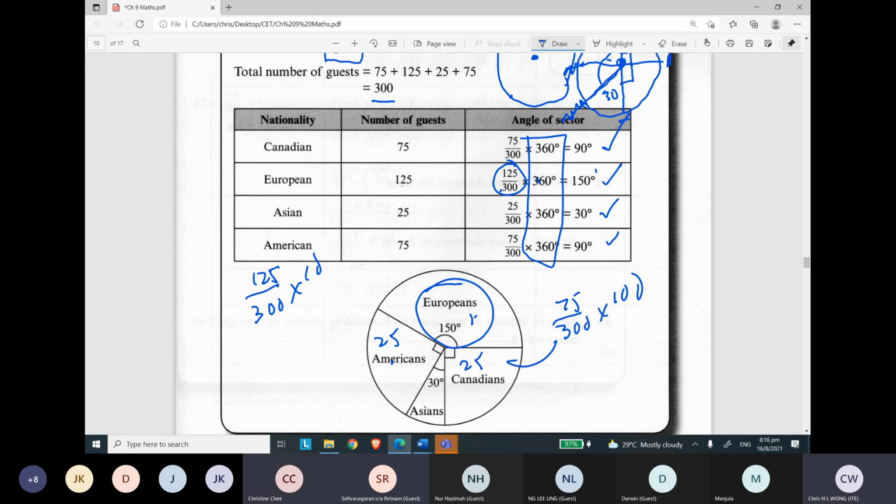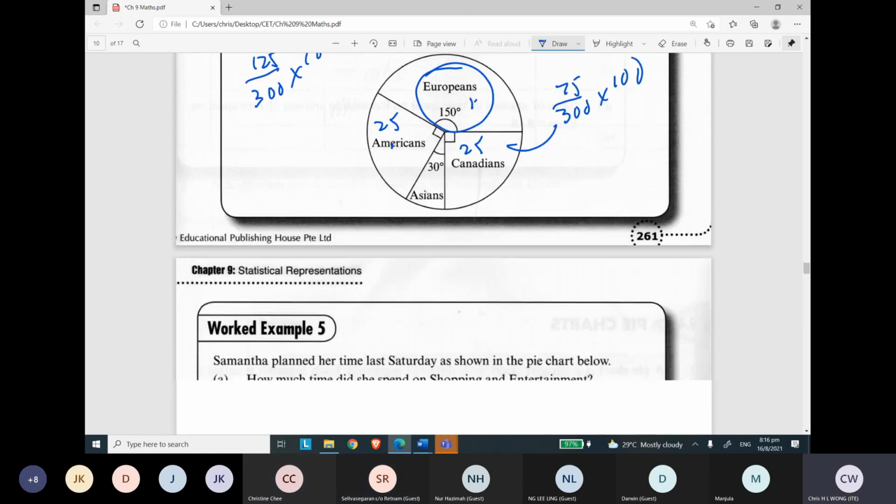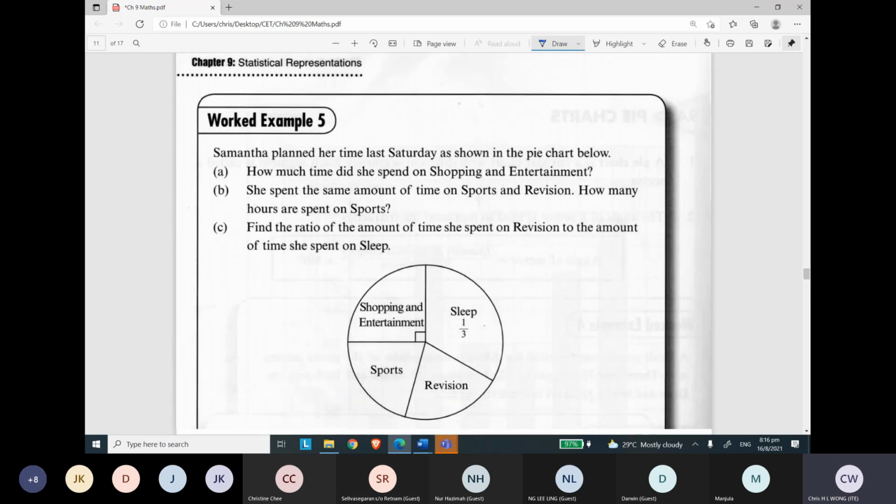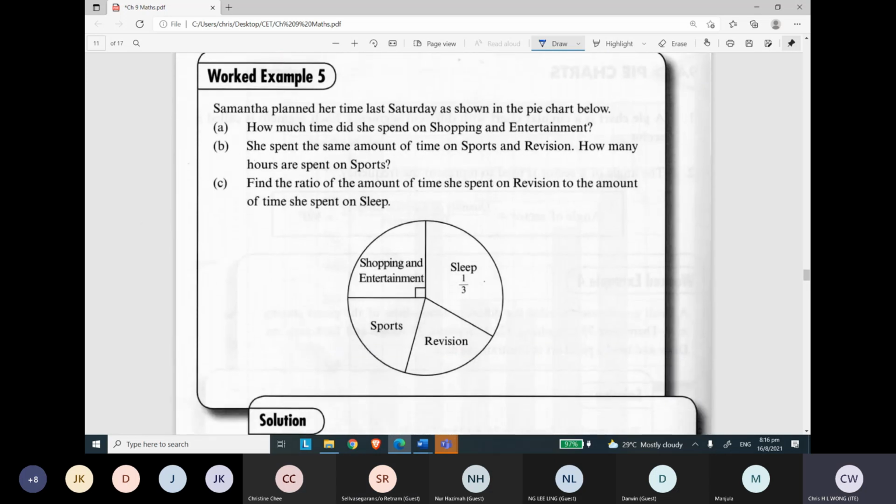Is it okay? Yeah. Understood. Very clear. That's good. Okay. Yeah, look at the next one.